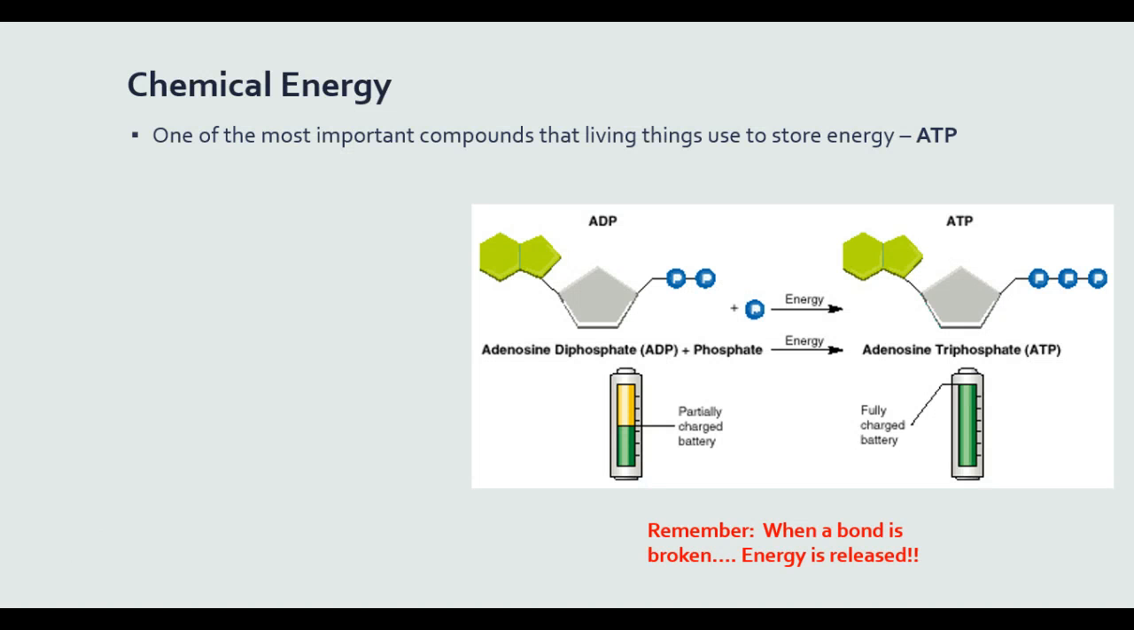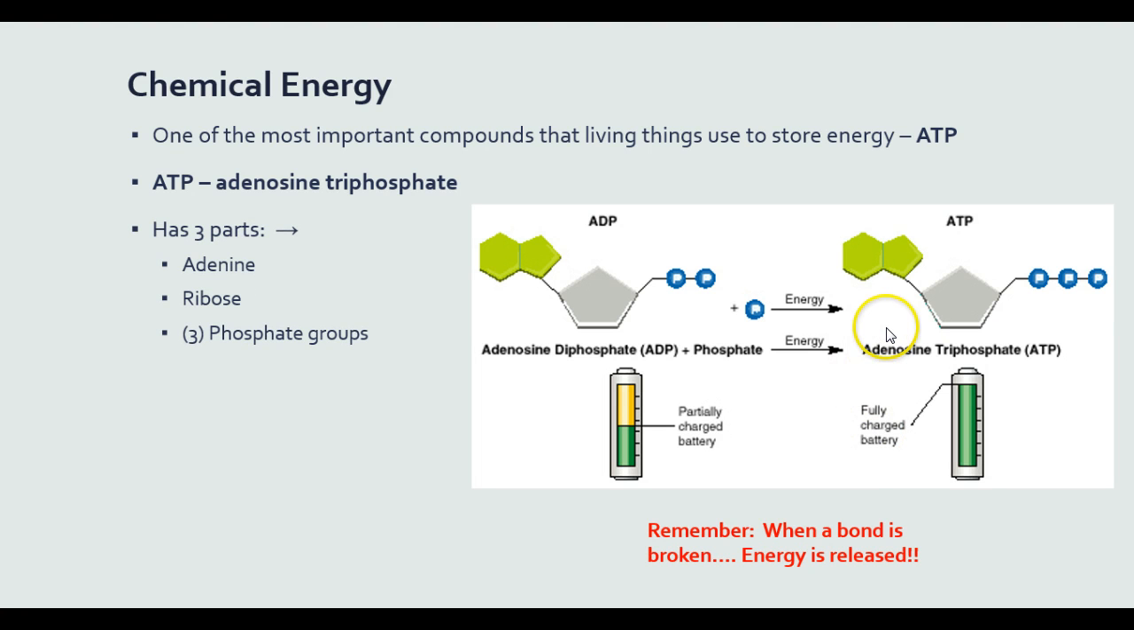We're going to talk a little bit about chemical energy. One of the most important compounds that living things use to store energy is called ATP. ATP is adenosine triphosphate. Adenosine triphosphate is made up of three parts. We have our adenine right here, we have a ribose sugar right here, and three phosphate groups.